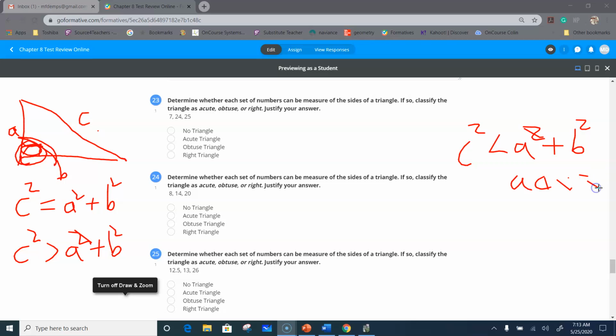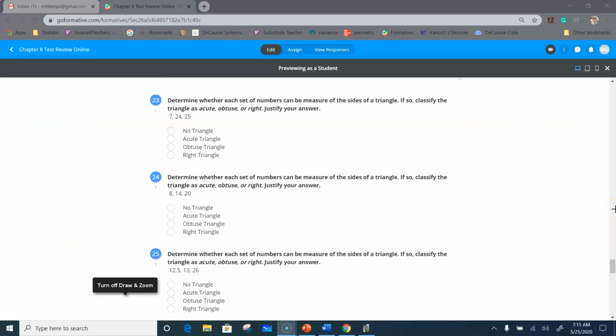So that's going to be our test. This one here is obtuse when we have this situation, and when we have this situation, we have an acute triangle. Let's try and write it again. So we're putting this to the test each time.